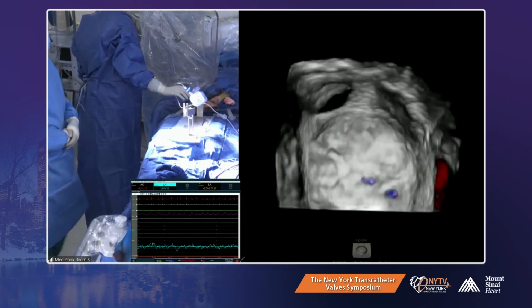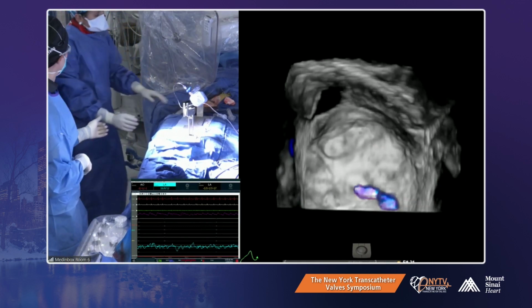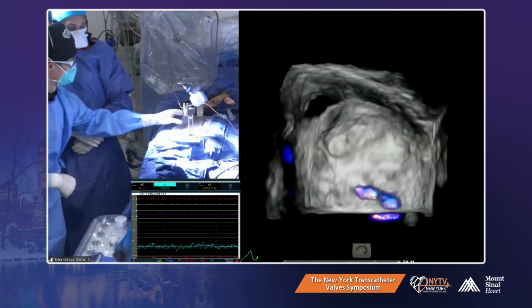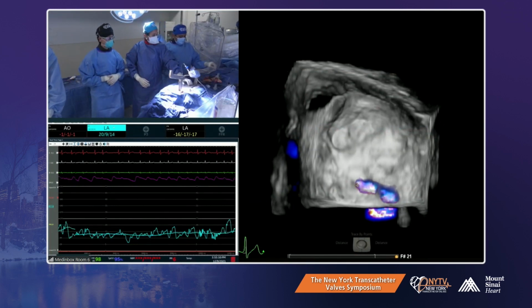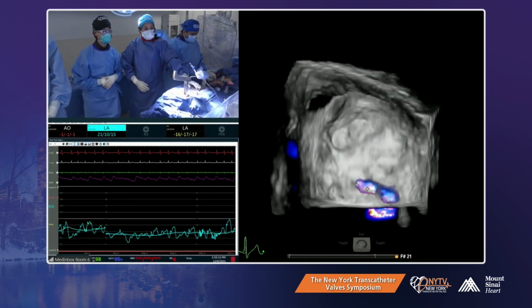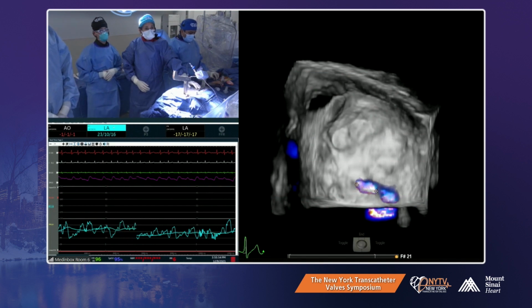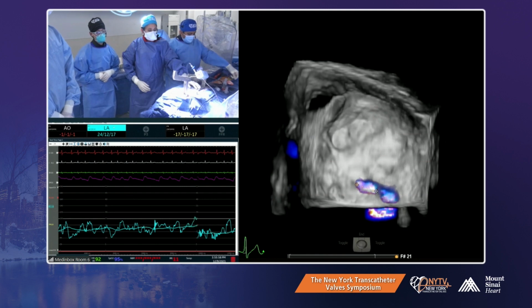That's beautiful imaging. These are the two ASDs. The good news is that they didn't tear into each other, so you're more likely to have them both heal. We'll follow up with them in 30 days. Small, small jets. That's terrific.